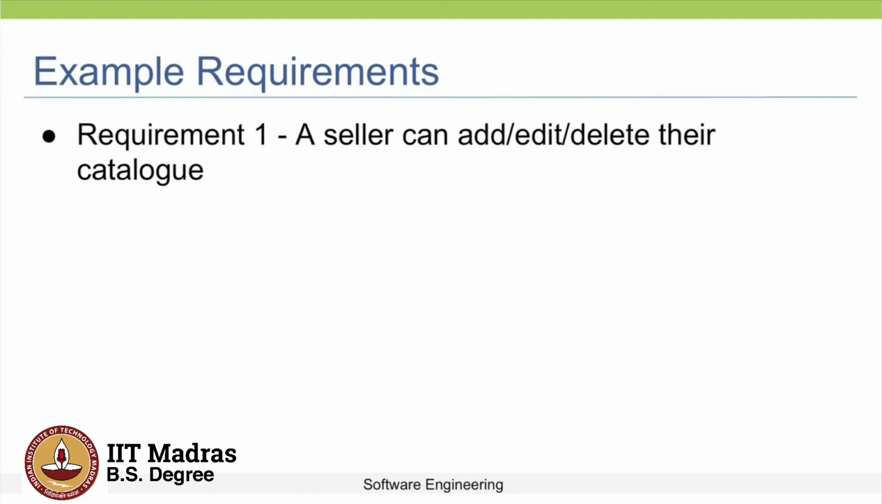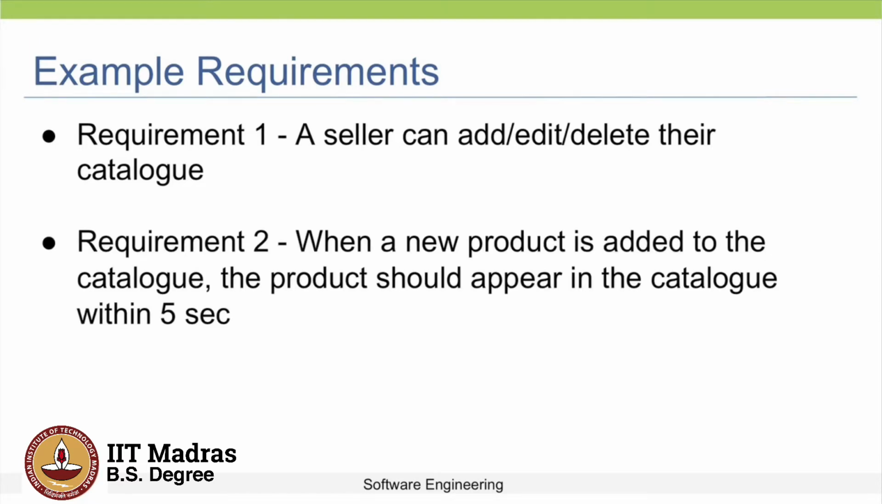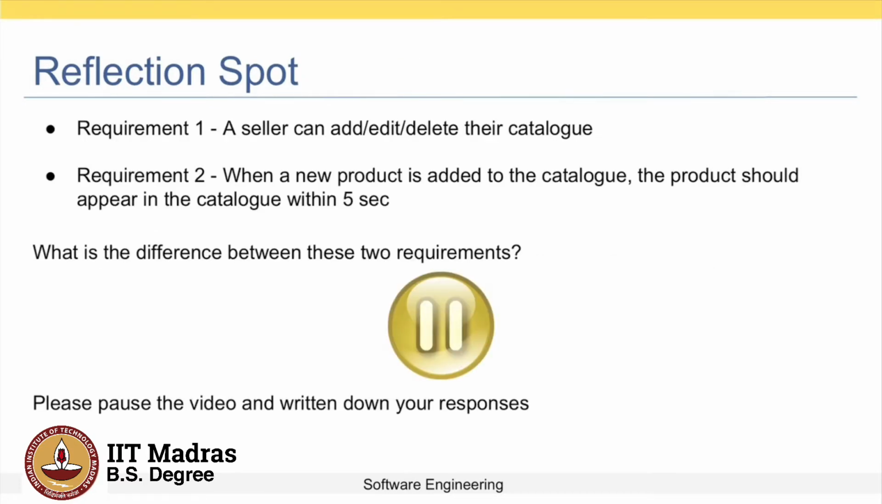A seller can add or delete items from their catalog. This is one requirement. A second one is, when a new product is added to the catalog, it must show up on the user's interface within 5 seconds. Can you say what is the difference between these two requirements? What is the nature of these two requirements? How are they different? Pause here for a moment, think about it and then proceed.